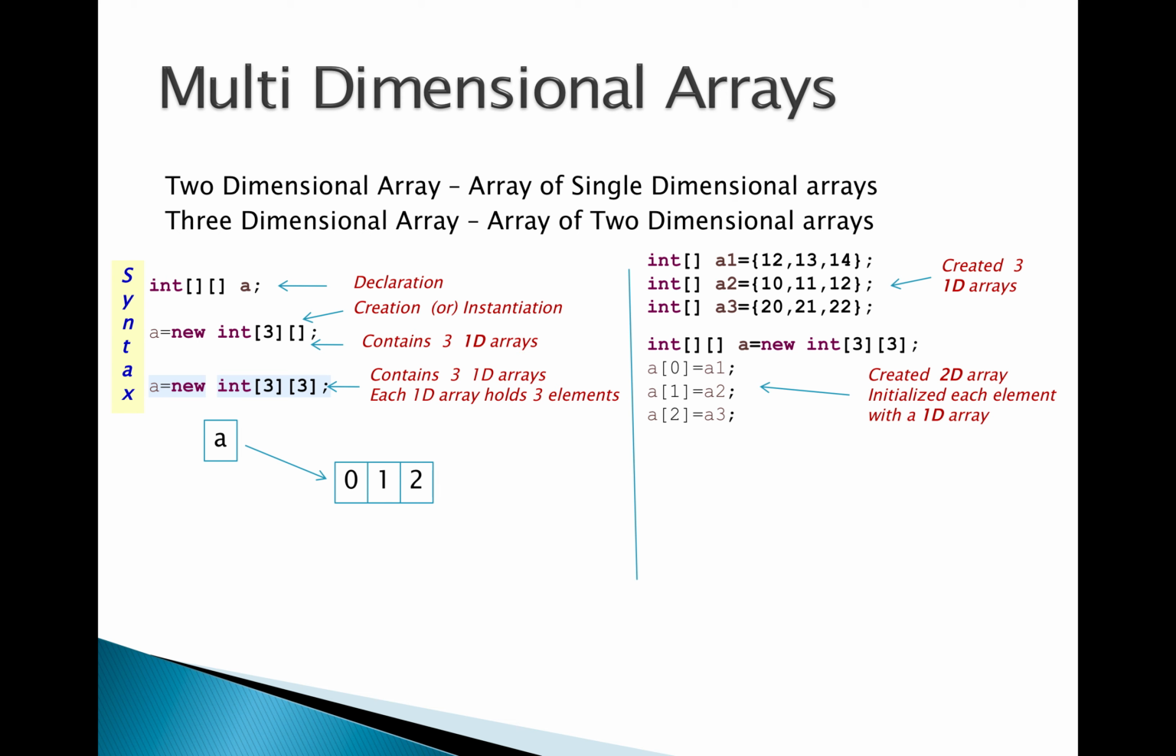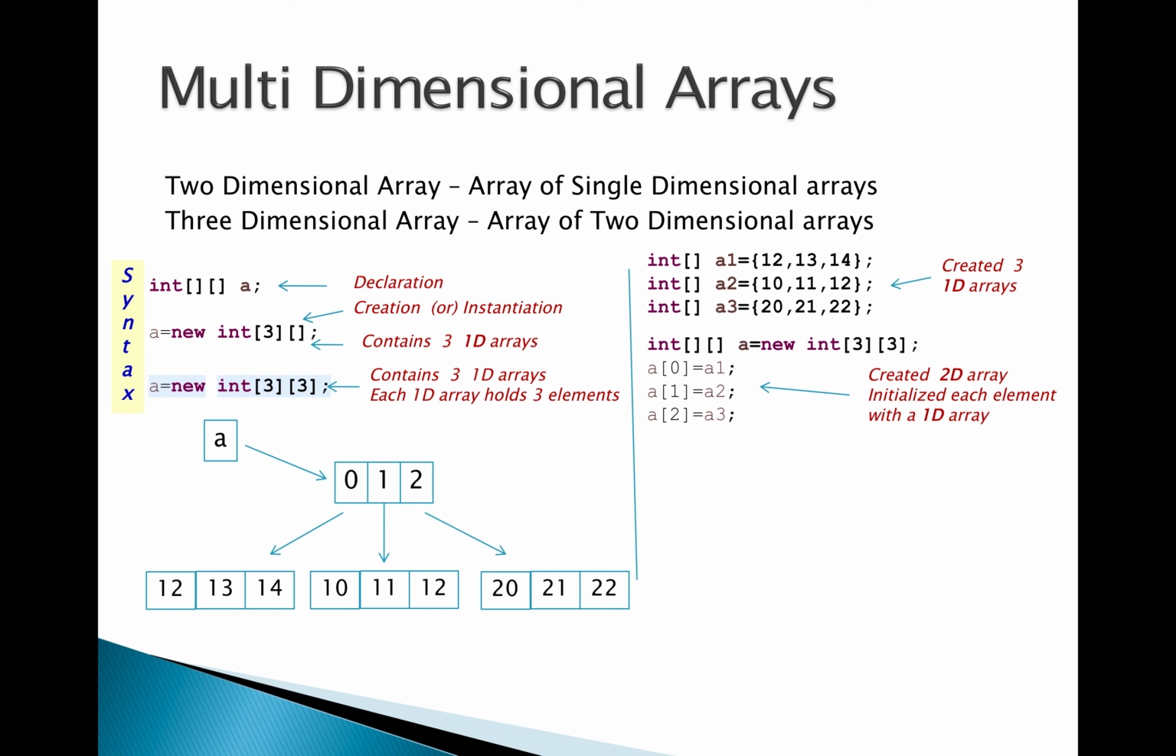So A will be reserving 3 memory locations, one for each of the one-dimensional arrays: 0, 1, and 2. So the 0 will be referring to a one-dimensional array, 1 will be representing another one-dimensional array, and 2 will be representing another one-dimensional array. So 0 is going to hold the initial address, which is the A1 reference. The 1 is going to hold the A2, which is the reference of another one-dimensional array.